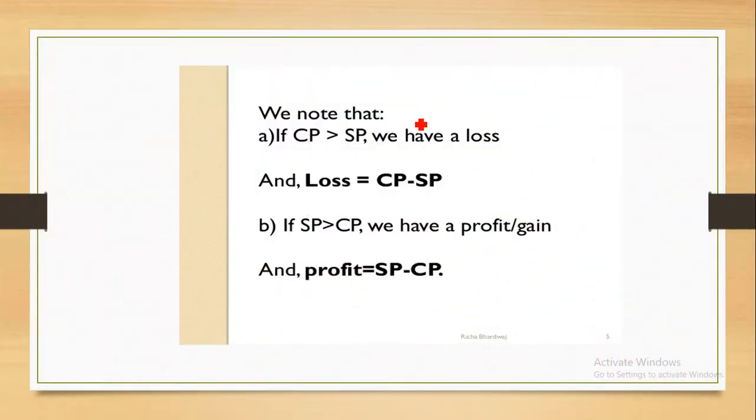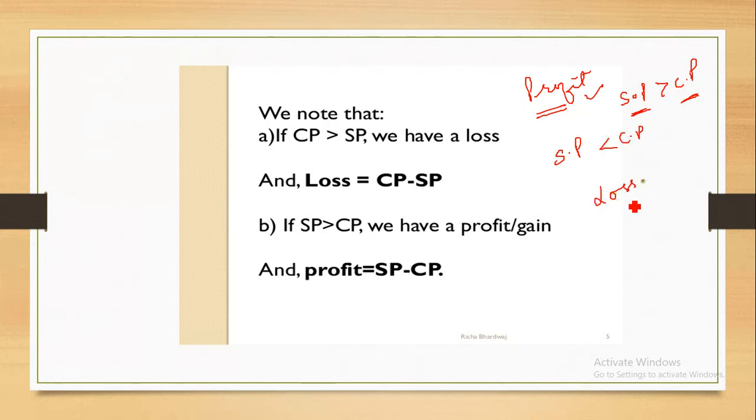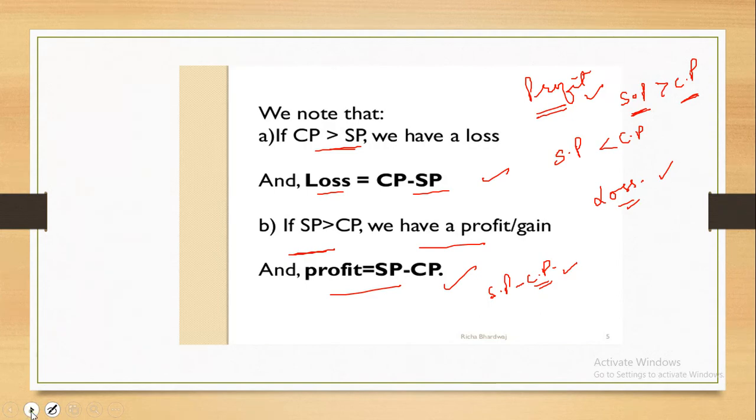Next we have profit and loss. A simple relation we have: if SP is greater than CP, that means you'll have a profit, and if SP is less than CP, that means it would be a loss, right? So if CP is greater than SP, vice versa, we have a loss, and loss equals CP minus SP. And if SP is greater than CP, we have a profit. Profit means SP minus CP. Clear? This we have already done in the live classes.